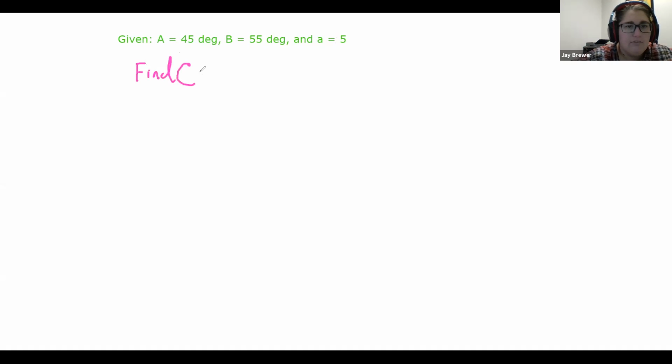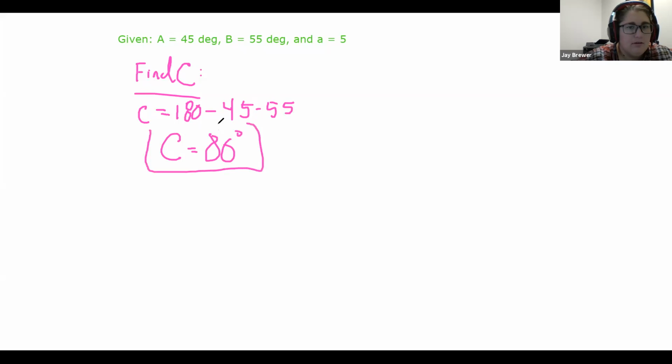So to find C, right, we're going to take C equals 180 degrees minus A, which is 45, minus B, which is 55. So what is our C going to be? Our big C. Right, 80 degrees. Excellent. Okay, so that's the first one.